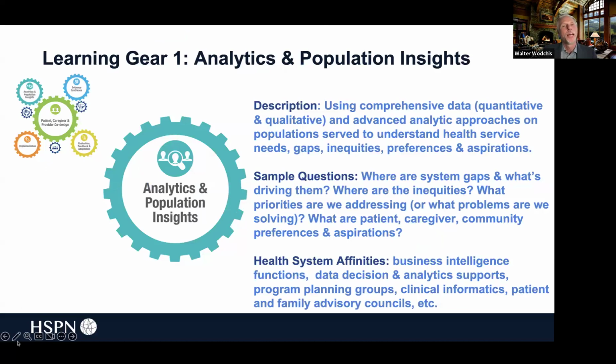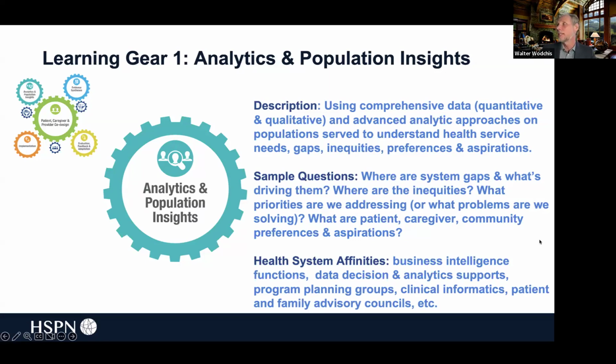The first stop in these gears, the inner workings, is on analytics and population insights. So today we're going to talk about what that means: using comprehensive data and, in some cases more advanced, in some cases simpler, analytic approaches on the populations served to understand the health services needs, gaps, inequities, preferences, aspirations, all of these things. How do you use data to understand the people that you're trying to serve and where there might be opportunities for improvement, where the system gaps are, what the inequities are? These are some of the questions you can be asking. And in terms of the kinds of people that might be doing this, well, everybody, but it includes business intelligence, data decision analytics, program planning, patient family advisory councils. Everybody should become involved in doing this kind of work. We have a question about that a little later on today.